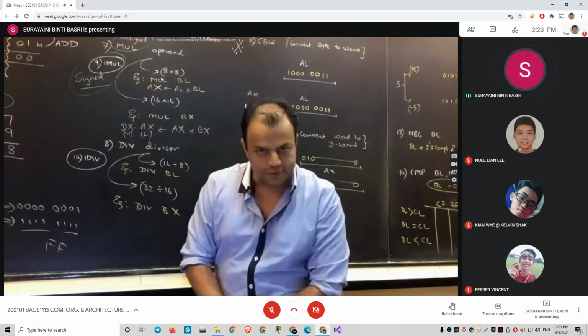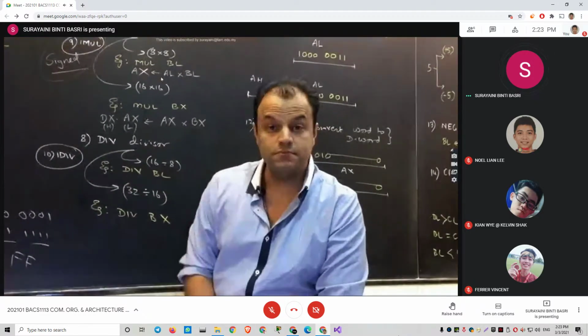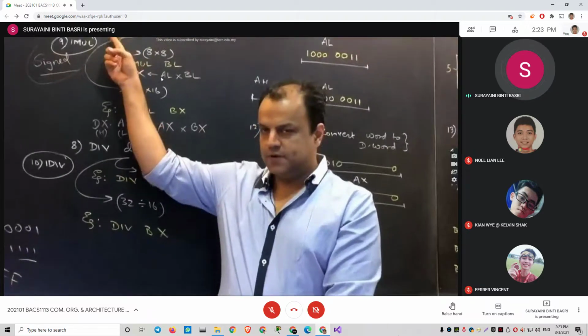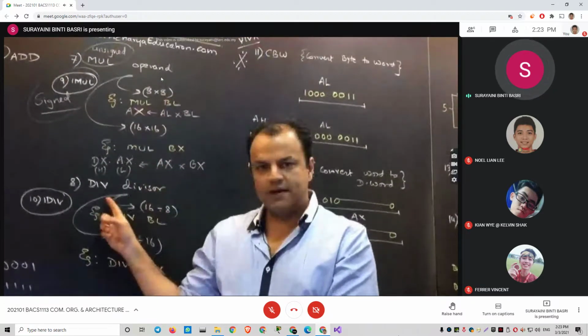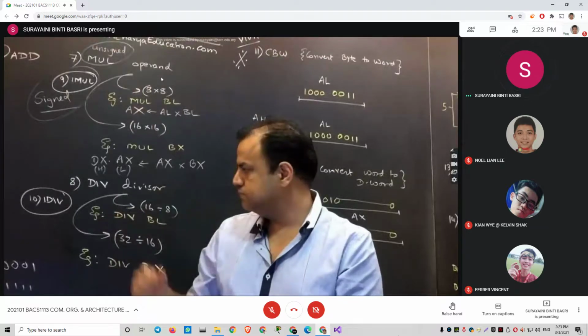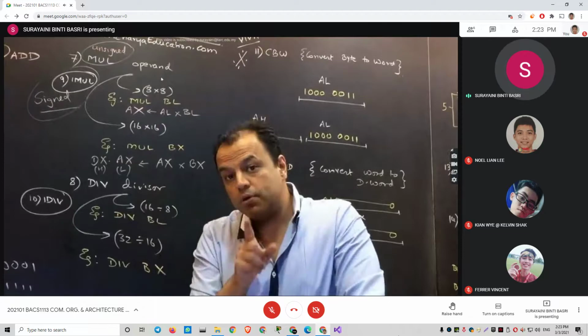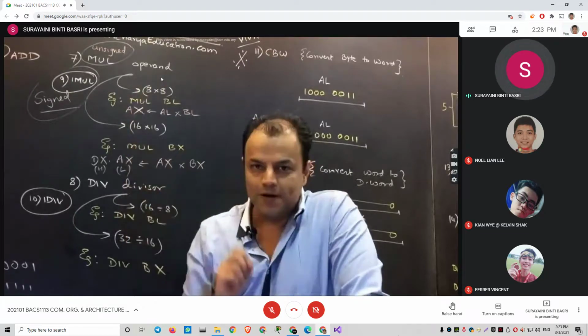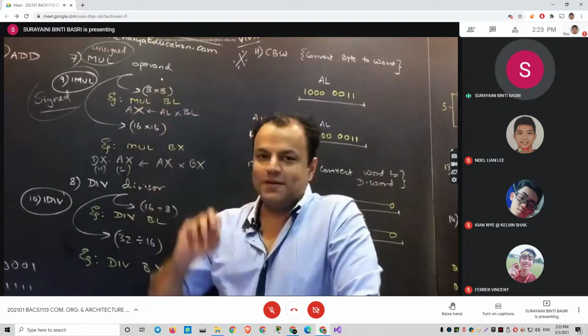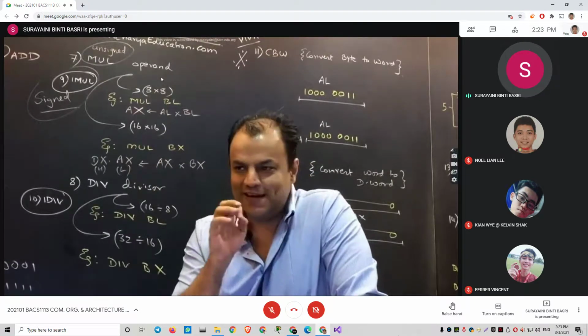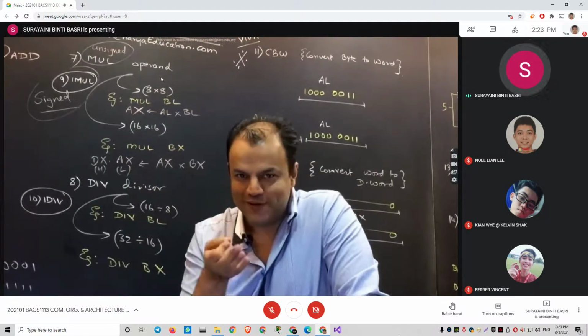Now, division, the reverse of multiplication. Look at this. Just like multiply has one operand, divide also has only one operand. The operand is the divisor. We didn't bother about this while learning multiplication. We didn't care whether this is the multiplicand or the multiplier, because AL into BL and BL into AL will give you the same answer.